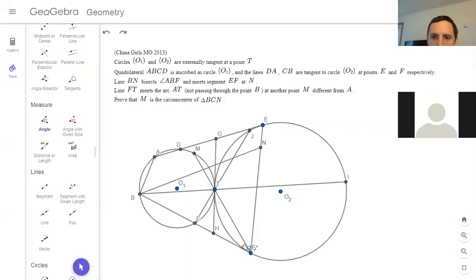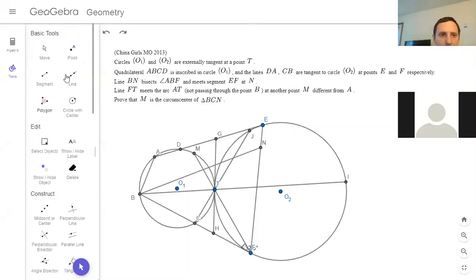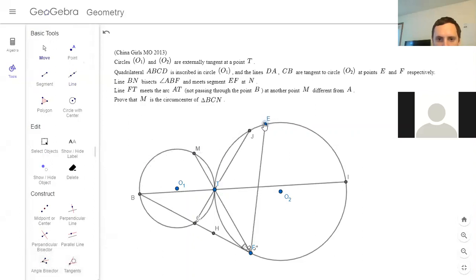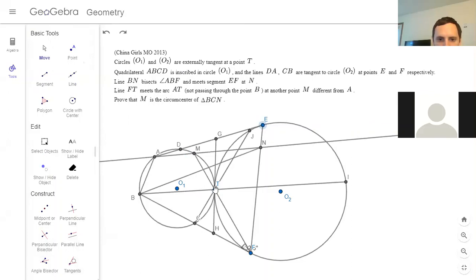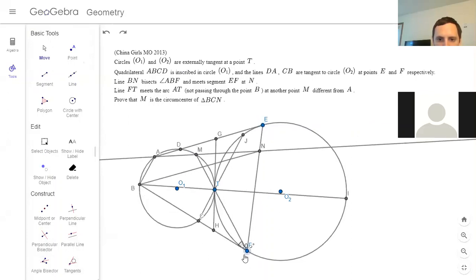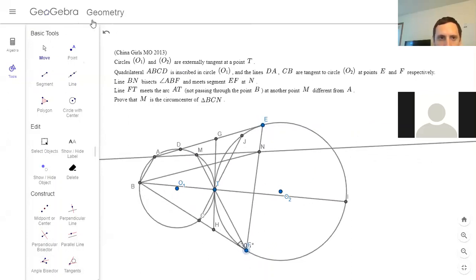A, M, and N. Let's see if they're collinear. They do look collinear, at least. But let's see if I move. Ah, looks like they are collinear. Okay. So yeah, let's see if we can show that.